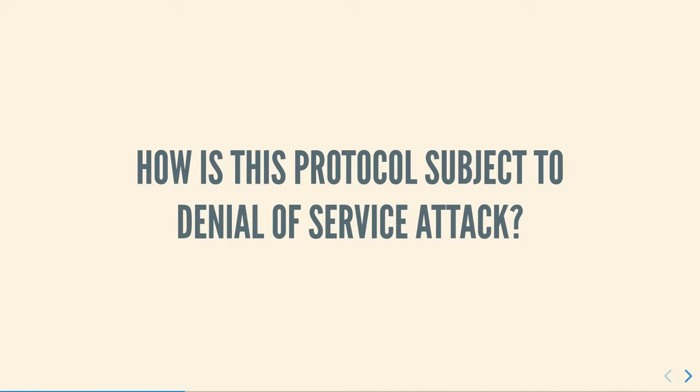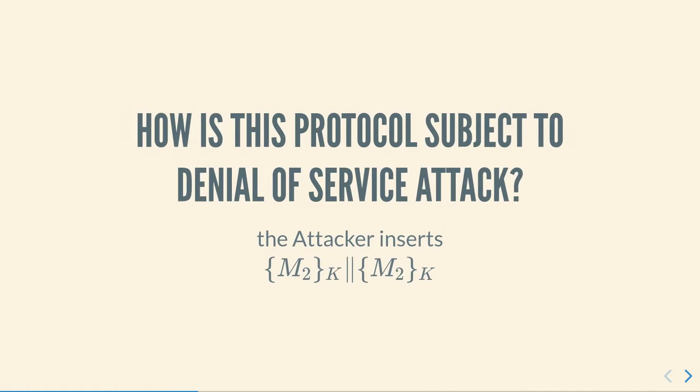So, question to the audience, how is this protocol subject to a denial of service attack? I could pause here, but I'm not going to. Anyway, the answer is, the attacker intercepts the communication and then reinserts M2 encrypted with K joined with M2 encrypted with K. And I'll show you how this works.